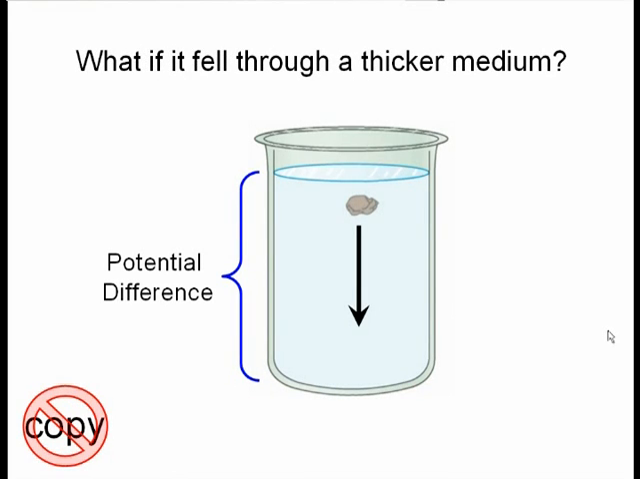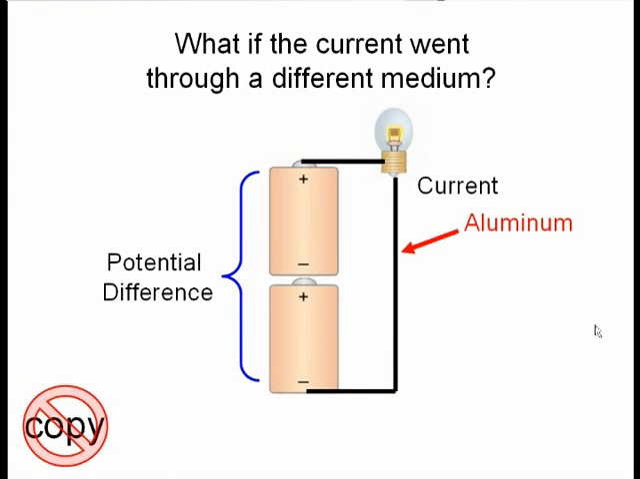So what if the rock fell through a thicker medium? Obviously, the rock's going to fall slower in the water than it does in the air because the water adds some resistance to it. In the air, we would call that resistance air resistance. In the water, we don't call it water resistance. It would be called drag or something like that. So the thicker the material that it falls through, the slower it's going to fall, because a thicker material has more resistance. The same thing is true with a current. If we're putting a current through a wire, there are different types of wires, and some of them have more resistance than the others, and more resistance is going to make less current flow, so your light bulb will be less bright.